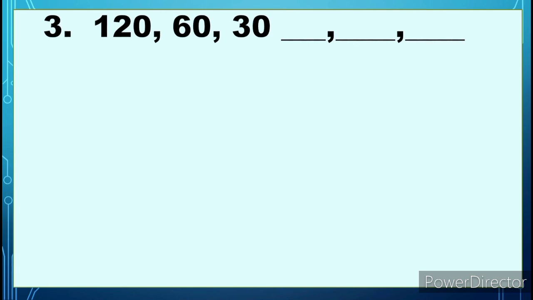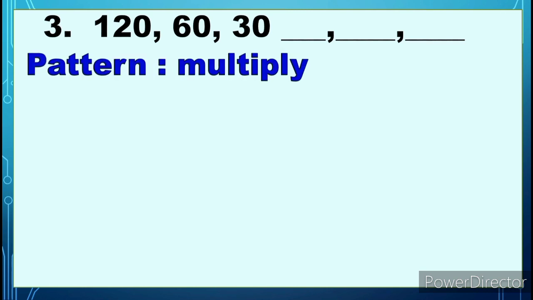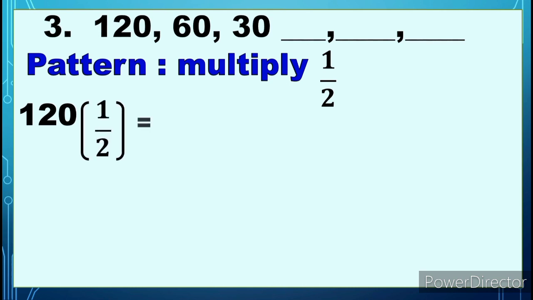So ano ang pattern? So kung isusubtract natin, masyadong pababa ang numbers. So magta-try tayo ng iba pang pattern. So 120 divided by 60 is 2. 60 divided by 30 is 2. So ang pattern is dinidivide natin sa 2. So instead na i-divide natin sa 2, gagamit tayo ng multiply. So kukunin natin yung reciprocal ng 2, which is 1/2. So yun yung gagamitin natin. So now let's try 120 times 1/2 equals.